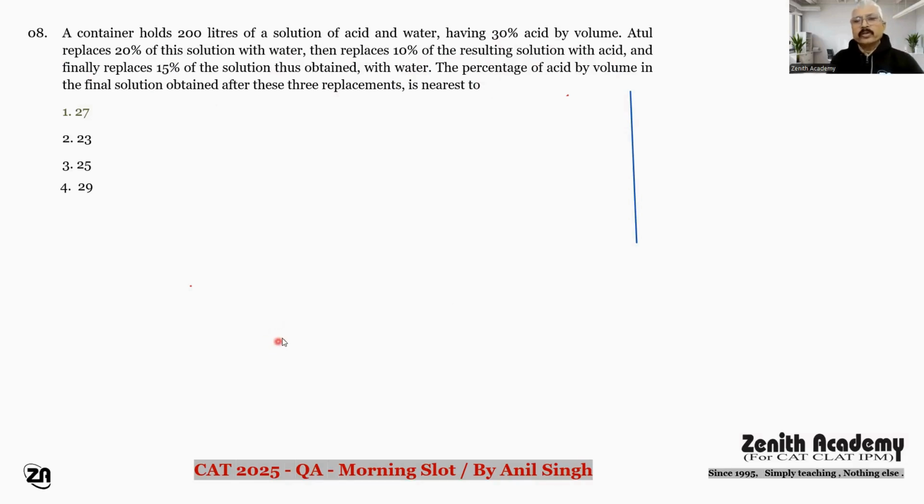So it is a very calculative question, correct? So you have to work with a little patience. The question is like, suppose this is a container. First we withdraw 20% of this mixture and replace it with water.